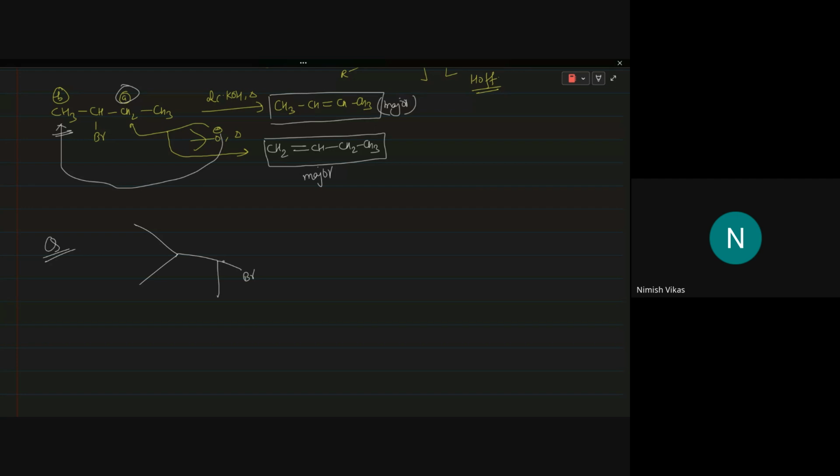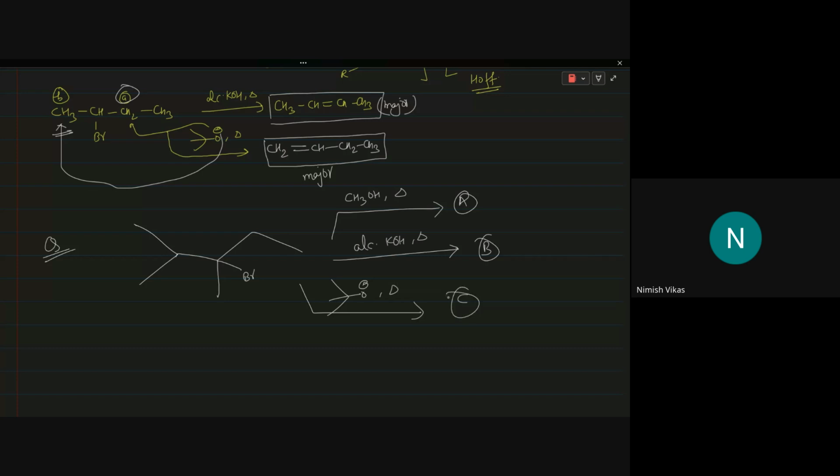Let's say Br is there, this thing is there. Now, first I'm doing the reaction in presence of CH3OH and heat. What is the product A? Then I'm doing the reaction in presence of alcoholic KOH and heat. What is the product B? And after this, I'm doing the reaction in presence of tertiary butoxide and heat. What is the product C? You have 1 minute time, just think over it quickly. Then I will tell the answer.